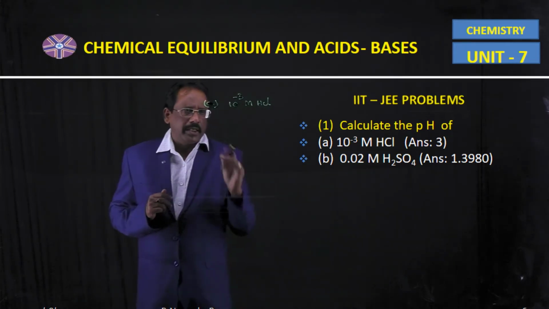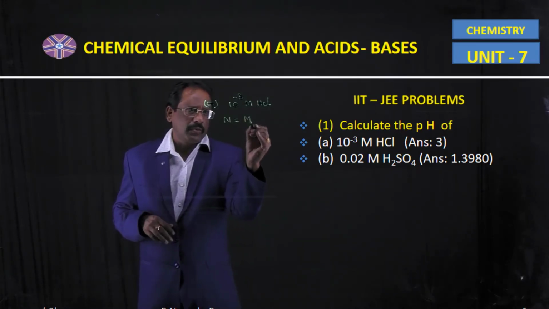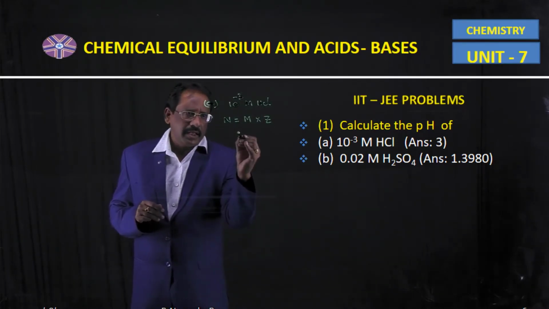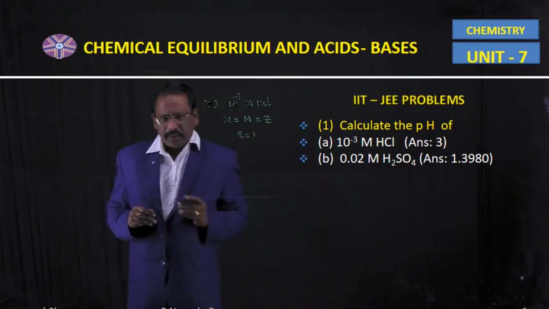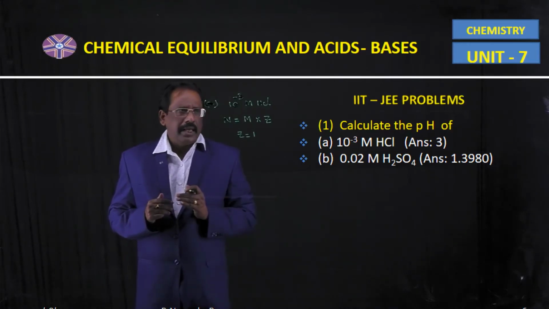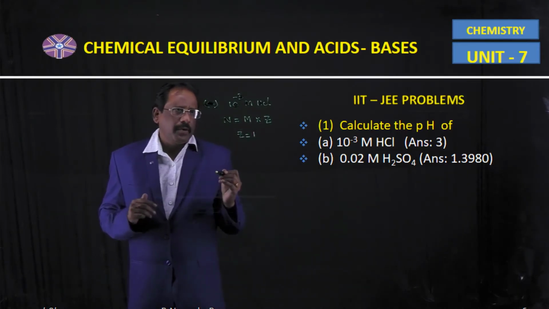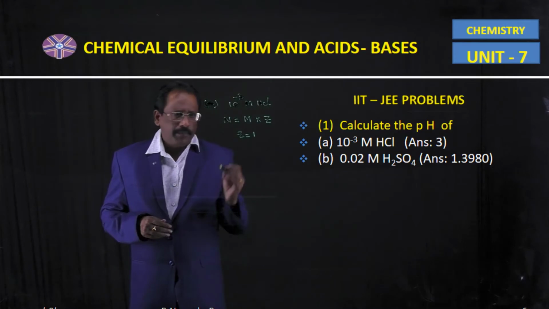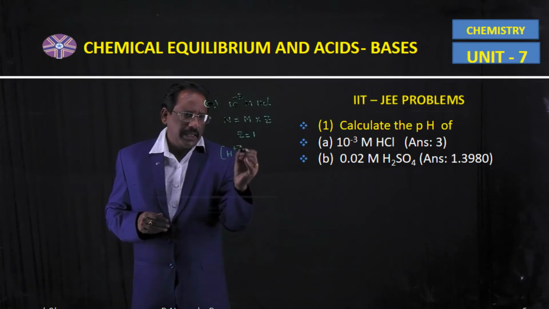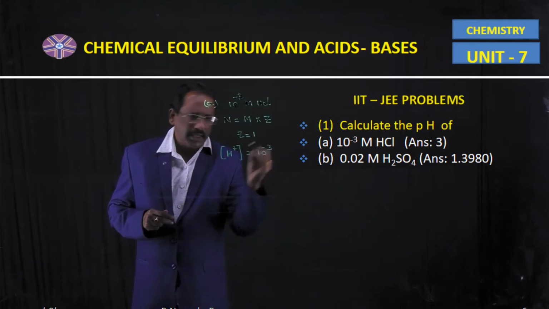First convert the molarity into normality. The normality of any solution is equal to the molarity into Z. For HCl, the value of Z is equal to 1, because for HCl acid, basicity is equal to 1. Therefore, in 10 power minus 3 molar HCl solution, the hydrogen ion active mass is equal to 10 power minus 3.